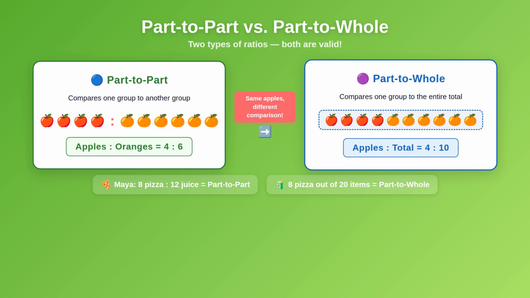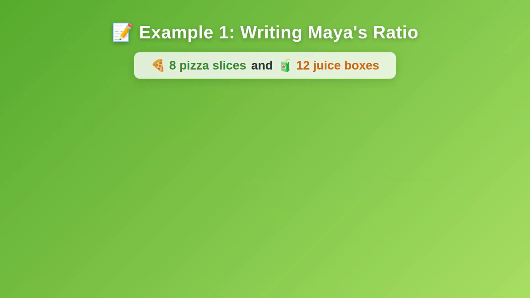Back to Maya, she could say 8 pizza slices to 12 juice boxes. That's part-to-part. Or she could say 8 pizza slices out of 20 total items. That's part-to-whole. Pretty cool, right?